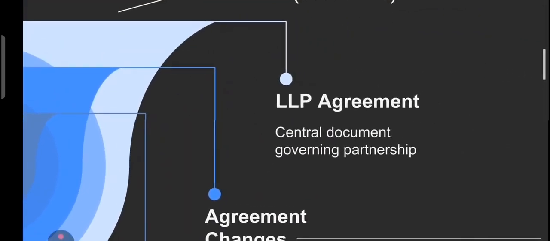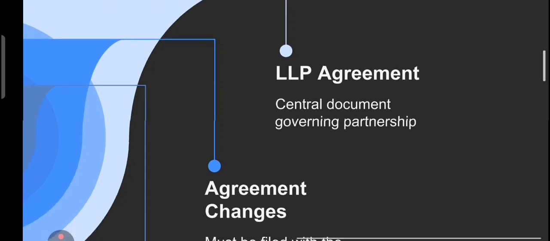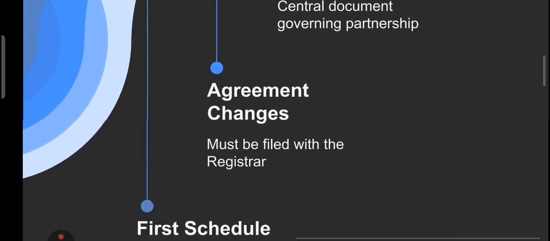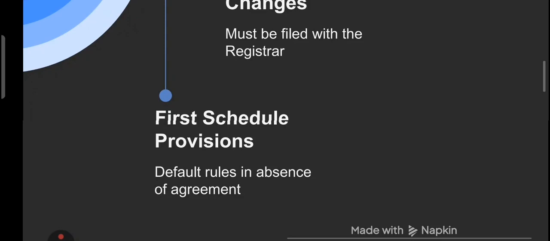Then we have the LLP agreement. What is the meaning of LLP agreement? This is the most important document. It clearly defines how the LLP will be run, the role of each partner, and how decisions will be made. It is governed under Section number 23. Then agreement change: any update or change to the LLP agreement must be filed with the registrar to keep things official and legal.